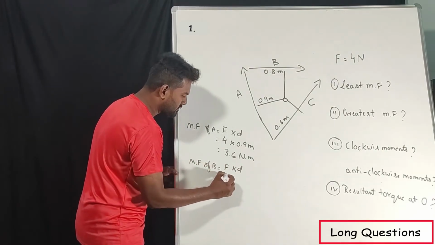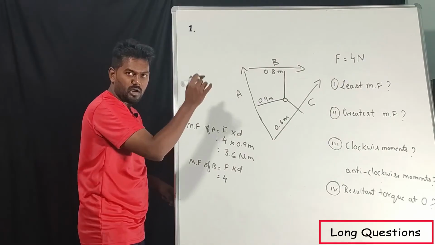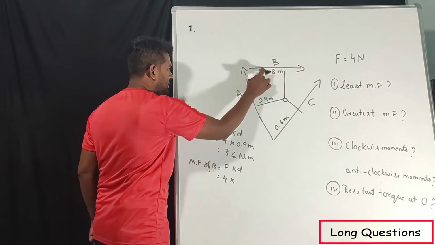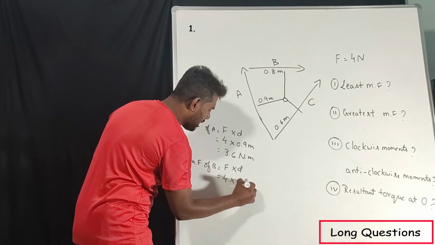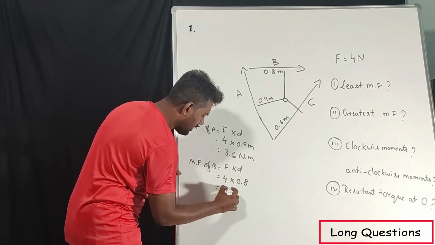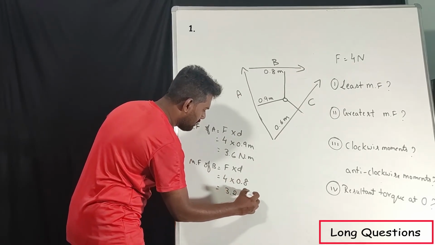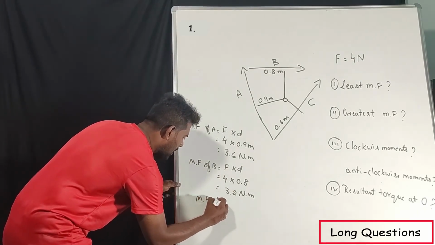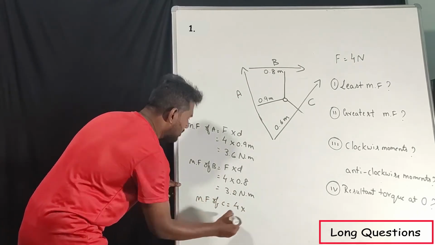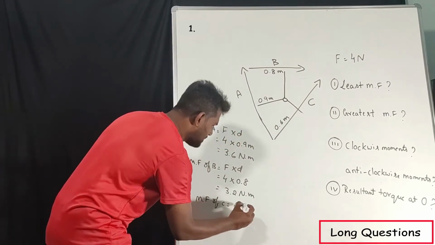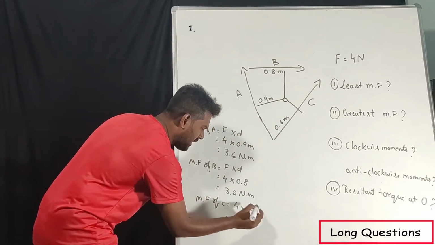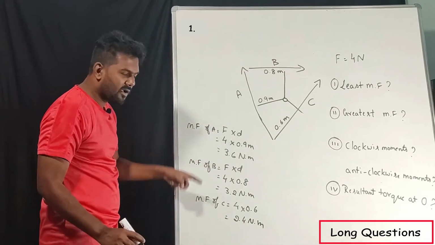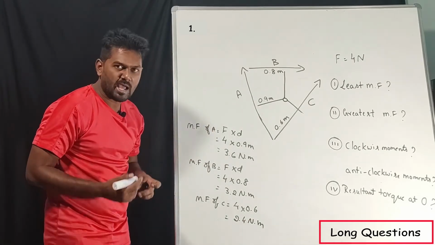Now moment of force of B is the same formula, force into distance. What is the force? Force is 4 Newton for all the 3 forces. Next, what is the perpendicular distance for B? 0.8, then the answer will be 3.2 Newton meter, correct? Next, moment of force of C is equal to 4 into the distance, 0.6. 4 sixes are 24, that is 2.4 Newton meter. Now we have all the values, so we can easily answer those questions.